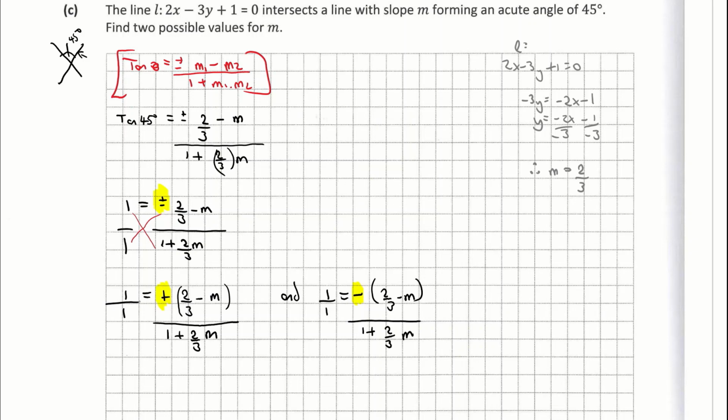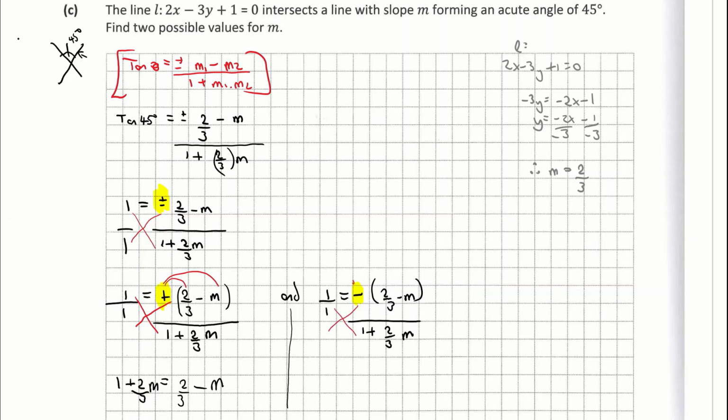Now I'm going to cross multiply, and what that will give me is 1 multiplied by the denominator will give me 1 plus 2 over 3m multiplied by 1, which just stays as 1 plus 2 over 3m, is equal to 1 multiplied by, now you can see here when I multiply in that plus sign, my signs won't change. So 1 multiplied by 2 over 3 becomes 2 over 3, and 1 multiplied by minus m will give me minus m.